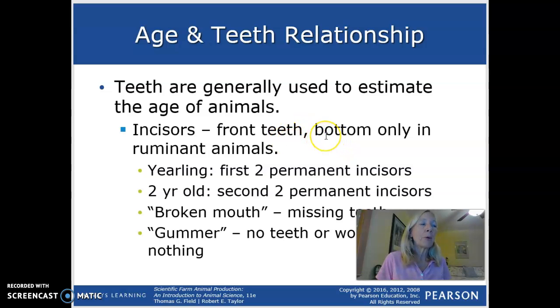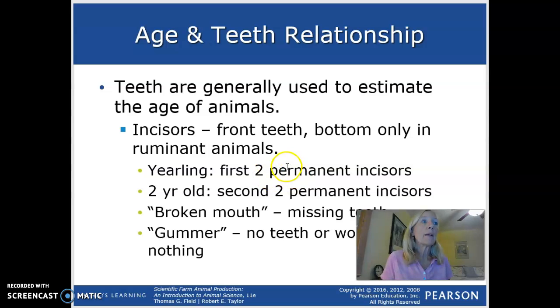In sheep, it's very important because we can tell the age of the sheep. These terms are related to sheep. So as a yearling, when the animal reaches 12 months to 24 months, it has its first set of permanent incisors. Incisors are the biting teeth, these ones right here. Remember, they only have bottom teeth. The first set comes through when they are a year old, theoretically. Sometimes they're 14 months or something like that, but that's when they get their yearling teeth. Meanwhile, they have all their baby teeth, but they just get the yearling teeth.